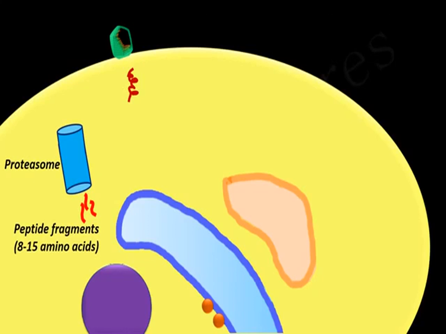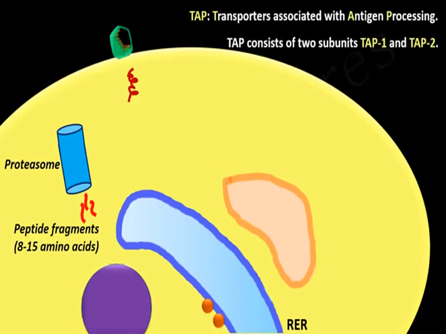In the next step, these peptides are transported to the rough endoplasmic reticulum. This transportation occurs through a pore formed by a protein known as transporters associated with antigen processing, abbreviated as TAP. TAP consists of two subunits, TAP1 and TAP2.